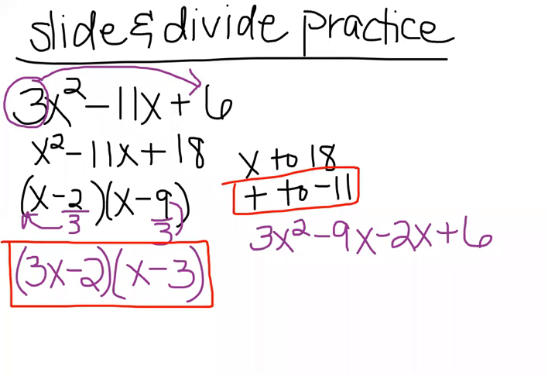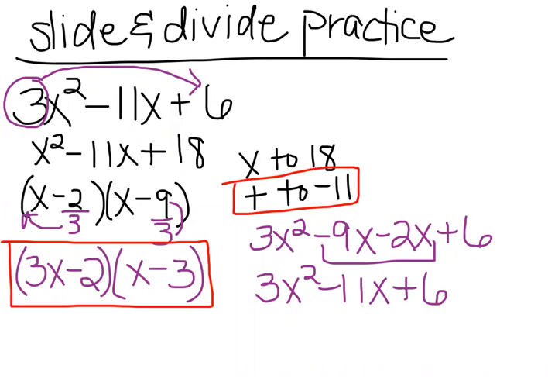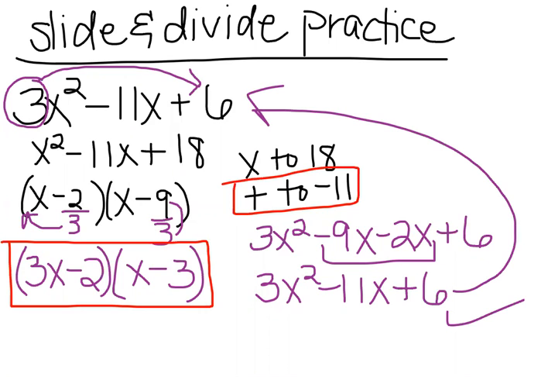Now let's combine these like terms right here in the middle, and you will get 3x squared minus 11x plus 6. And that matches your original expression. So you know you got the right answer.